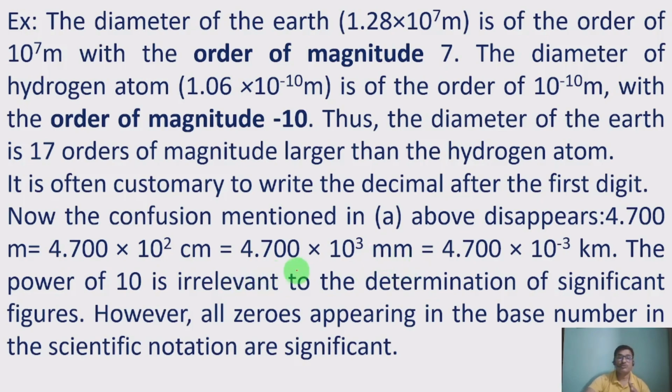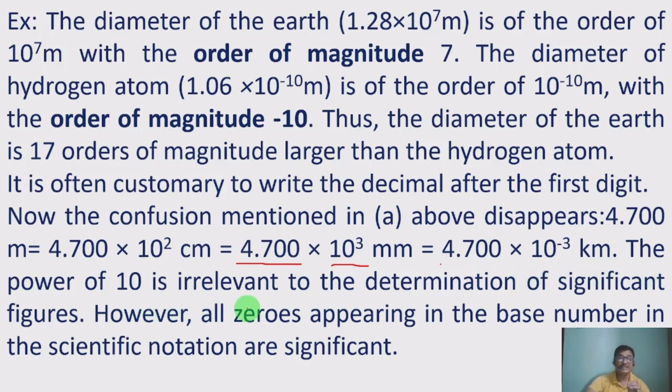Here we have taken 4.700 only, as in the previous case, but here we can write 4.700 into 10 raised to 3. Therefore, we can eliminate the confusion. Then 4.700 into 10 raised to minus 3 kilometer. Thus, in all these: 4.700 meter, 4.700 into 10 raised to 2 centimeter, 4.700 into 10 raised to 3 millimeter, 4.700 into 10 raised to minus 3 kilometer.